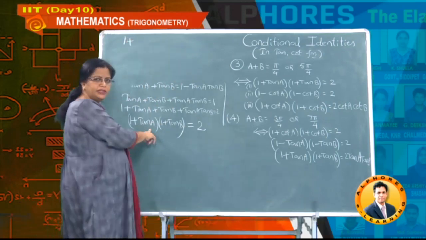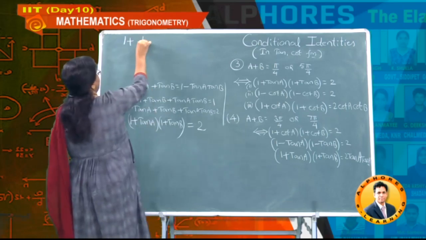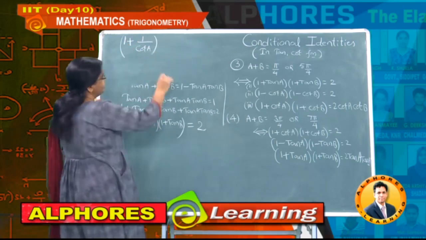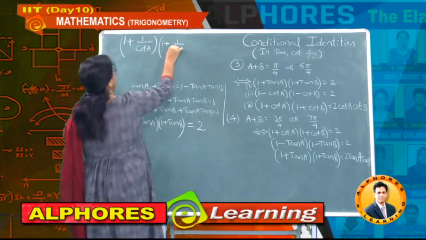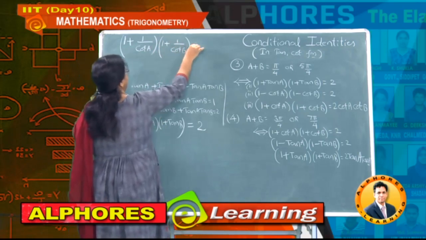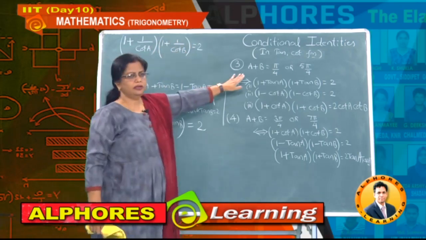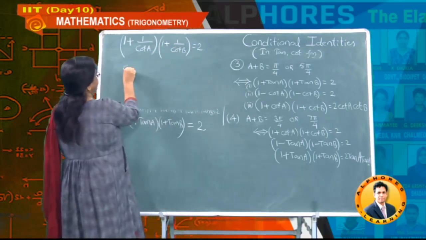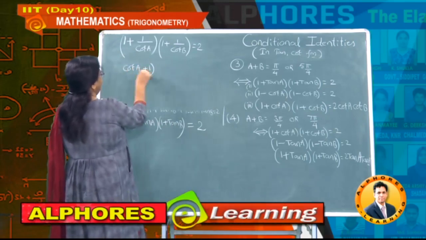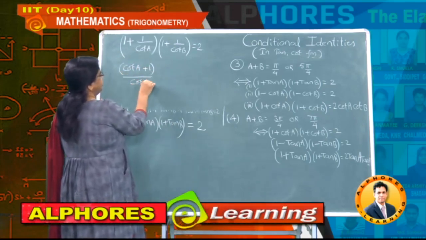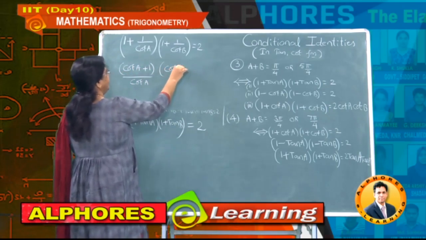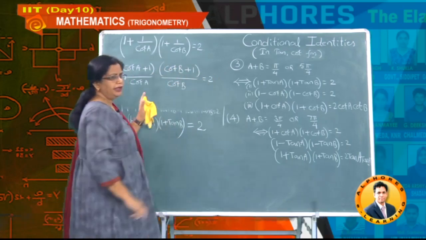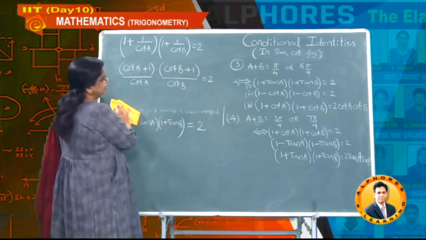Now, I am continuing the same problem. Tan A I am writing as 1 divided by cot A, and next tan B we write as 1 divided by cot B, equal to how much, already you got? 2. Under these conditions. Okay. And therefore, now if you take LCM, this is (cot A plus 1) divided by cot A, and this is (cot B plus 1) divided by cot B, equal to 2. Okay.